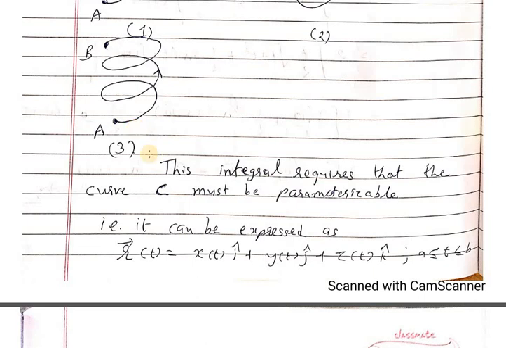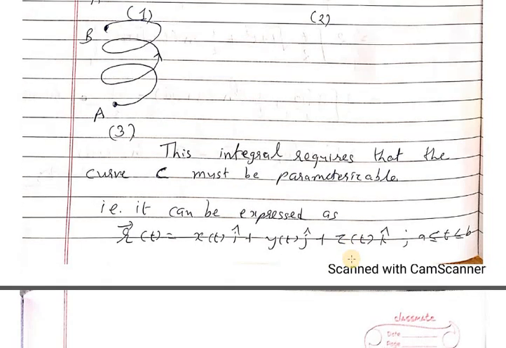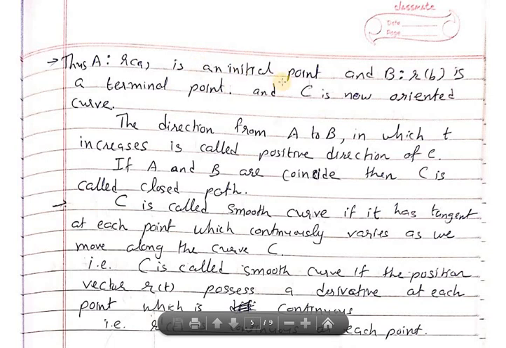So the position vector must be written in the form r(t) is equal to x(t)i, y(t)j, z(t)k, where t is between a and b. Now a, that is r(a), is called the initial point and b, that is r(b), is called the terminal point. And C is now an oriented curve. Oriented means the directed curve. Now you are moving from a to b or you are moving from b to a. The direction is very important in a line integration.